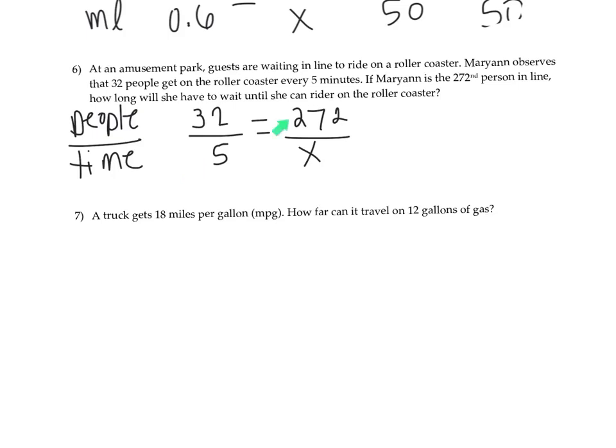And Mary Ann is the 272nd person in line. So how long will she have to wait is the unknown down here. So because of the equality, we can multiply diagonally. 32x equals 1360, which comes from 5 times 272. And we are going to divide both sides by 32.